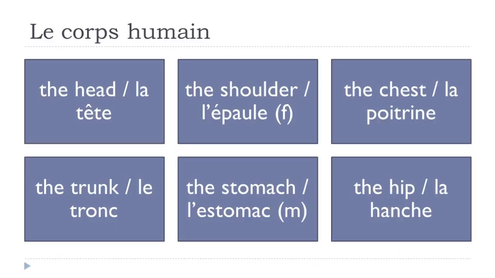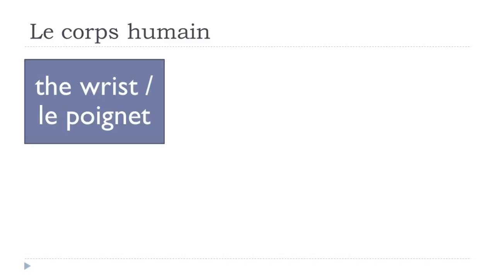La hanche. La hanche. Remember, H here is not pronounced, so you get the sound en, hanche at the beginning. Le poignet. Le poignet. So this combination of ET at the end will basically open the sound. So you get poignet. Okay, remember, G-N, poignet, le poignet.